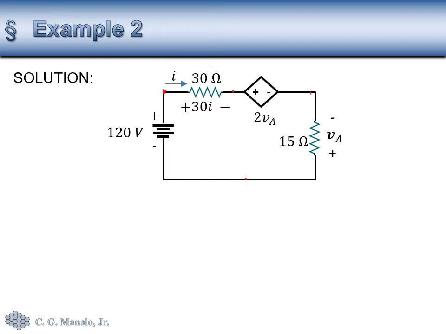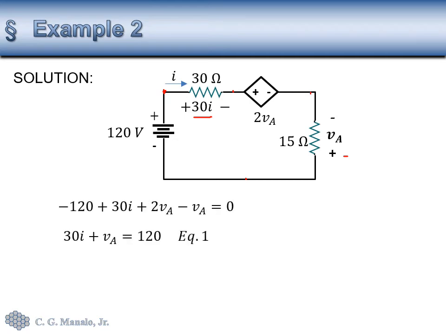So to use the KVL, first we need to label the voltages across the elements whose voltage are not yet identified. For the 30 ohms, the voltage there is 30I by Ohm's law, and the plus is on the left side because I is flowing towards that side. For 15 ohms, well, we already have a label for the voltage, so we can use that in our KVL.